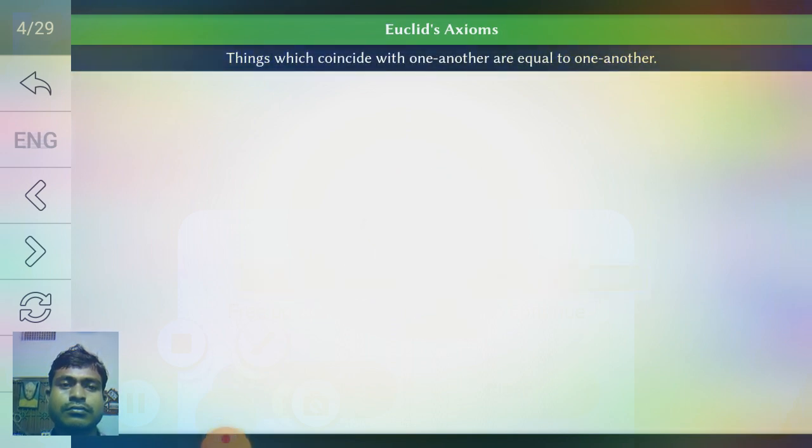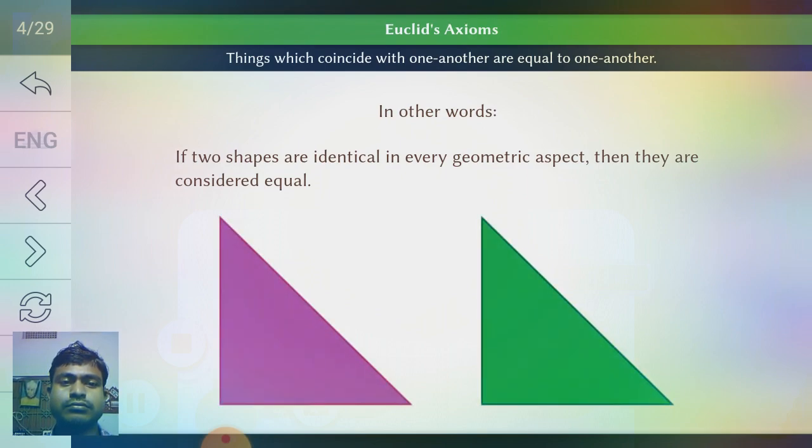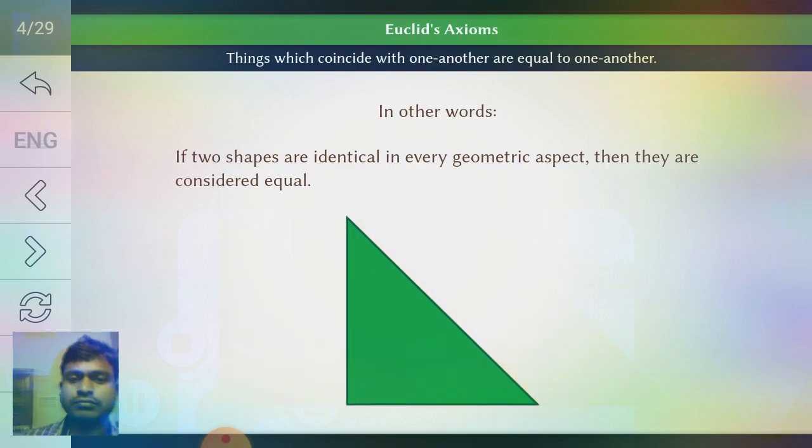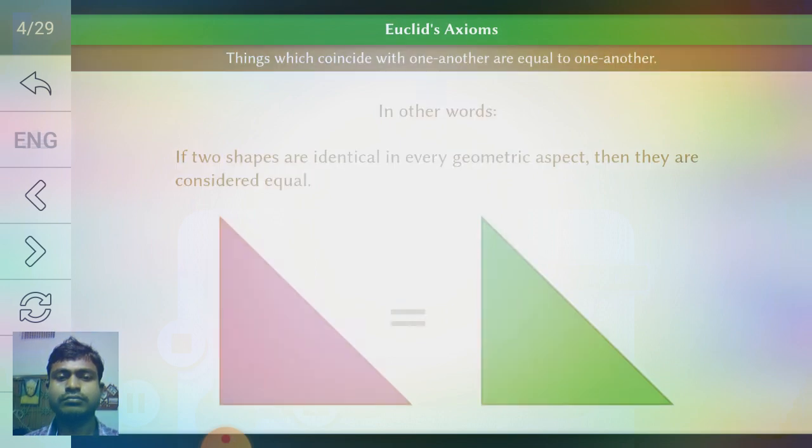Things which coincide with one another are equal to one another. In other words, if two shapes are identical in every geometric aspect, then they are considered equal. Consider these two triangles. Superimposing one over the other, we see that they coincide completely. This means they are identical, and their respective sides, angles, and areas are equal.